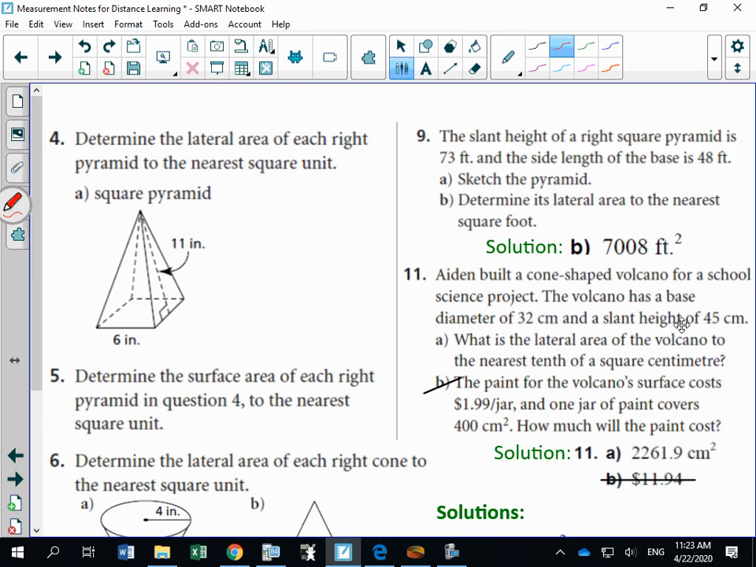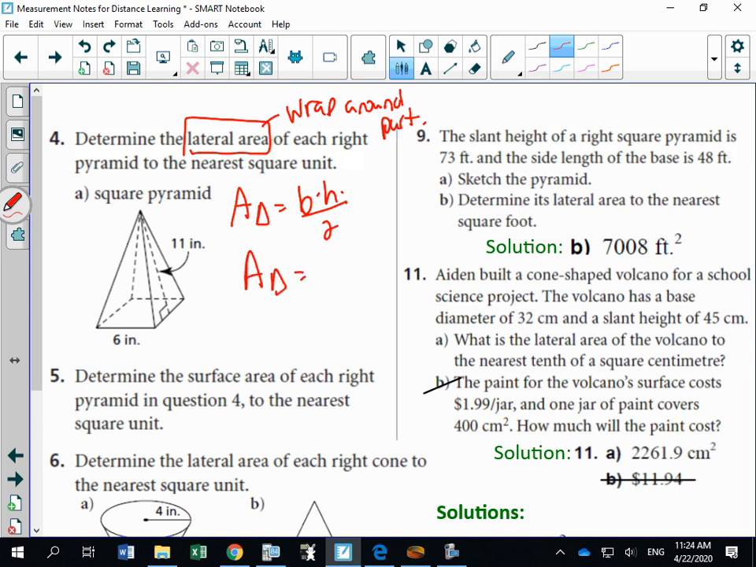So question number 4, determine the lateral area of each right pyramid. Remember that lateral area is just the wraparound part. If I asked what the wraparound part of this pyramid would be, it would be those triangles, right? Imagine you're painting this pyramid not including the base. So don't include the base. All you need for number 4 is the area of a triangle. It's base times height divided by 2. The base of this, because they say it's a square, is 6 by 6.